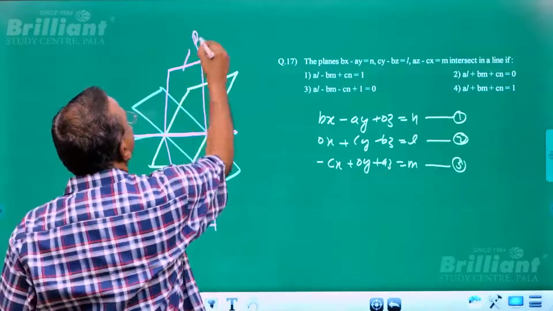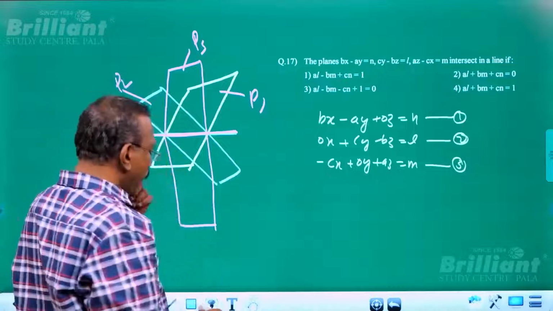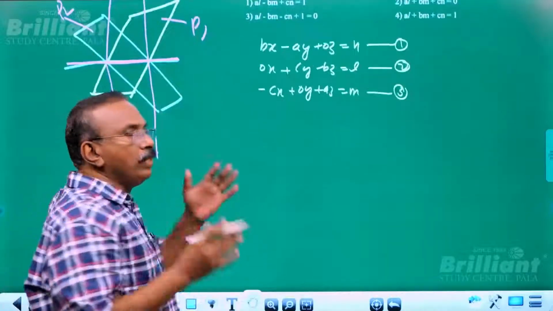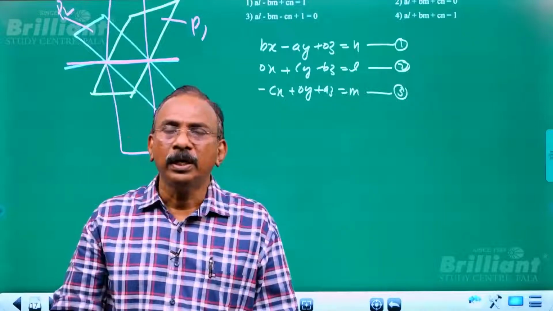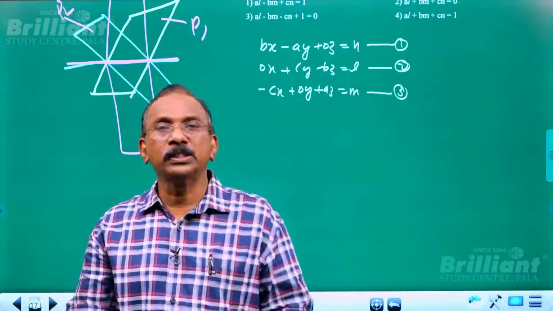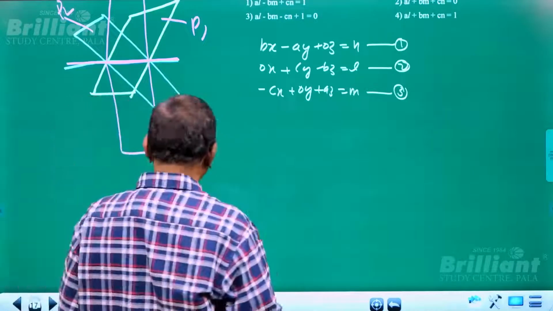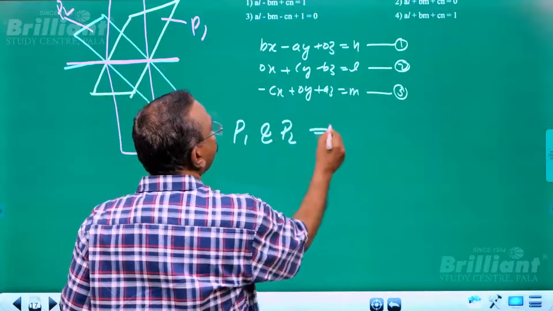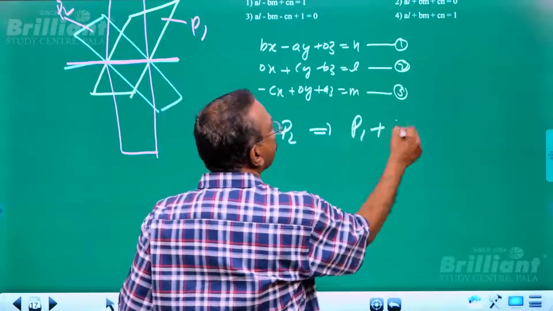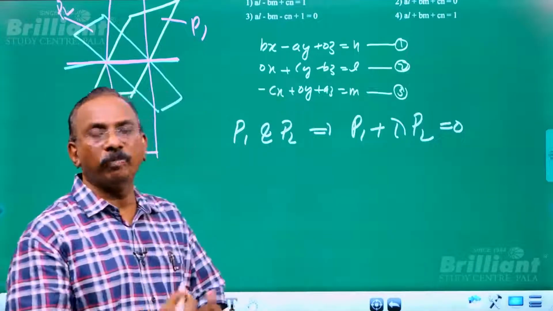I mark this one as P3, this one as P1, and here it is P2. So this is a very simple technique. When two planes are intersecting, you can find the combined equation of any plane which passes through P1 and P2. So the equation of a plane passing through P1 and P2 is P1 plus a constant lambda P2 is equal to 0. This is the combined equation of the plane.